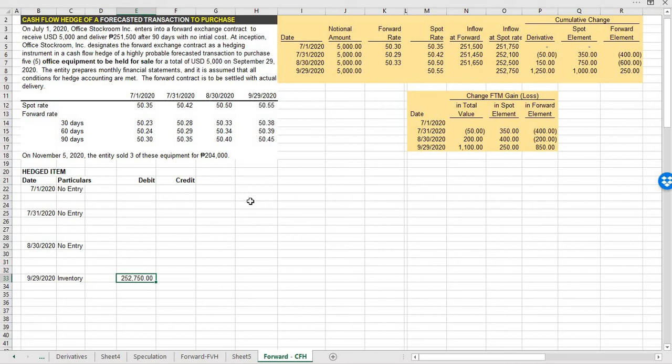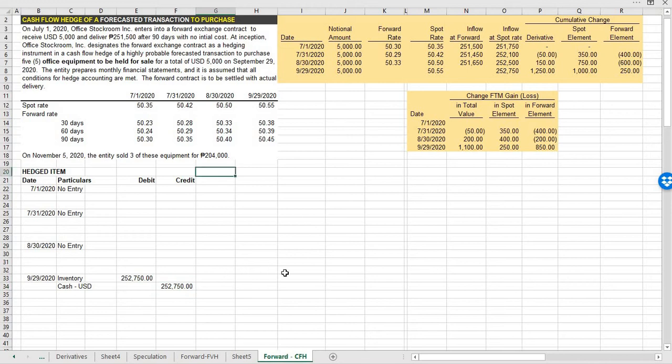Anong cash? Syempre, ano ba ang ipambabayad natin? Syempre, yan ay US dollar. Kaya, credit cash, US dollar. Pero, it should be recorded in Philippine peso. So again, that is 252,750. Take note, ang ating ibabayad ay pera. At anong klaseng pera? US dollar. Hindi tayo magbabayad ng Philippine peso. Pero syempre, it should be recorded in Philippine peso by conversion using the spot rate.